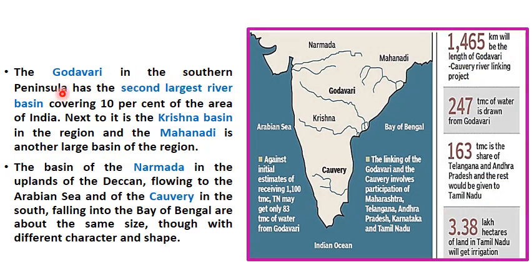The Godavari in the southern peninsula has the second largest river basin covering 10% of the area of India. Next to it is the Krishna basin in the region, and the Mahanadi is another large basin of the region. The basin of Narmada in the uplands of the Deccan, flowing to the Arabian Sea, and of the Kaveri in the south, falling in the Bay of Bengal, are about the same size, though with different character.